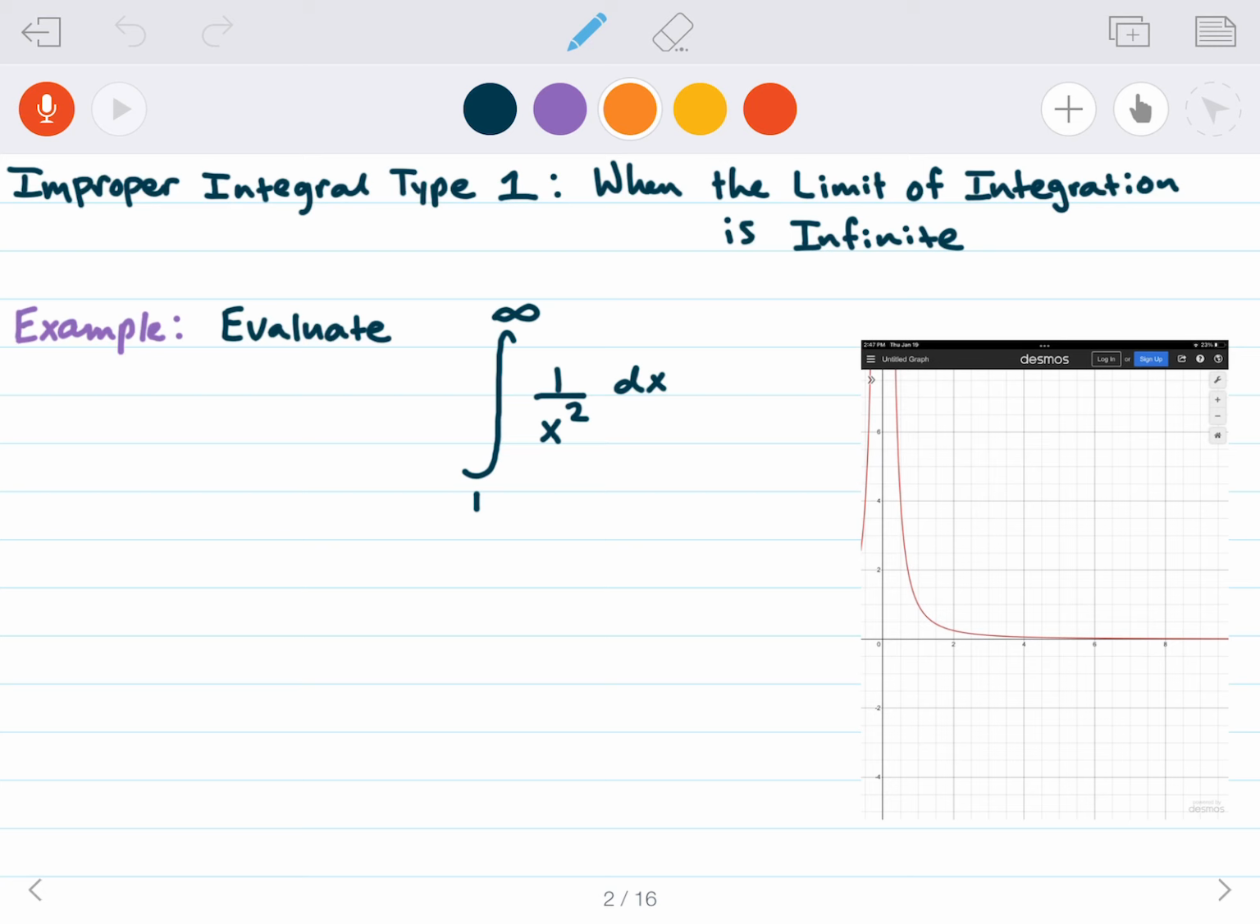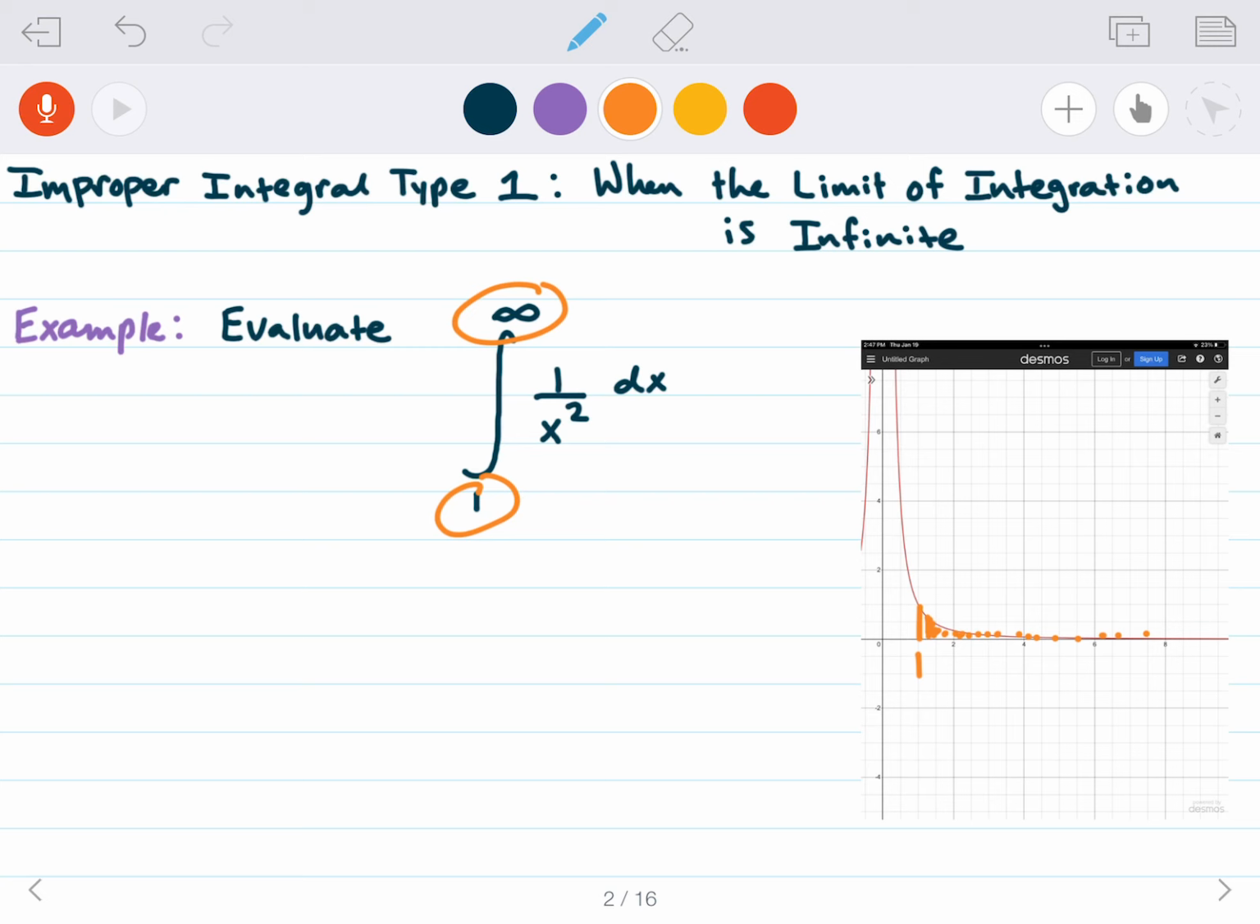The type of improper integral that we're going to look at first is when the limit of integration is infinite. Here we're starting at x equals 1 and going all the way to x equals infinity, and we want to figure out what this is. Here I have a picture on Desmos to illustrate this. We're starting at x equals 1, and trying to find the area under this curve all the way till x goes to infinity.